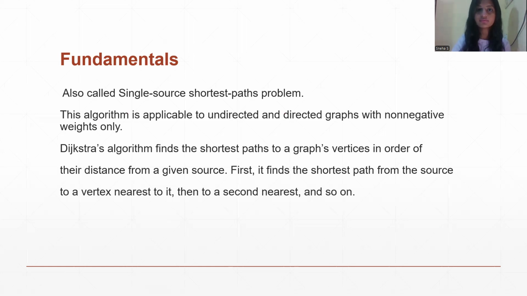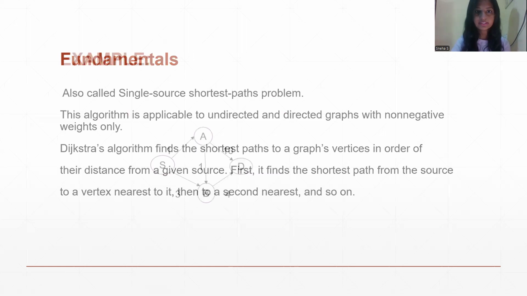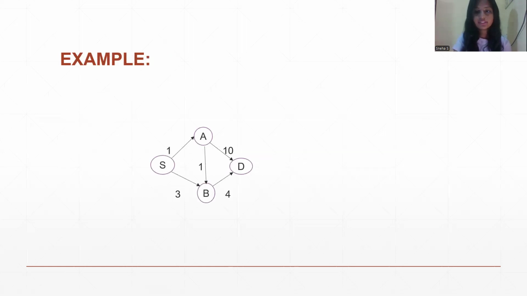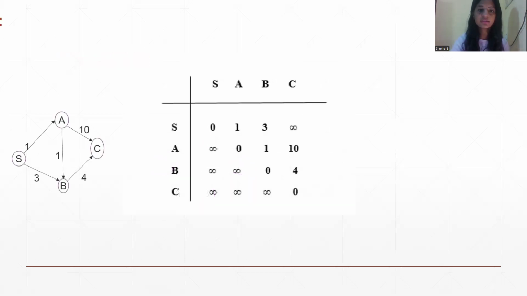Here we'll be taking the reference as a vertex, and this algorithm is applicable to both directed and undirected graphs, but it only deals with non-negative weights. To understand this better, let us consider this example. Here is a graph where S is the source, and A, B, C are the vertices. The distance from S to A is 1, A to B is 1, S to B is 3, and so on. So let us draw a matrix for it.